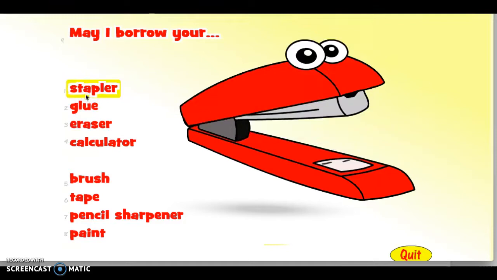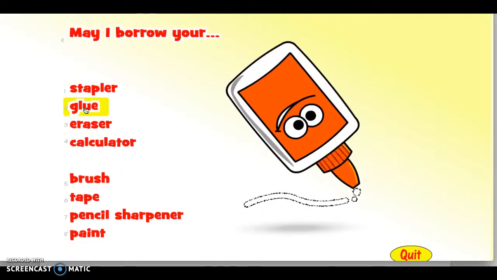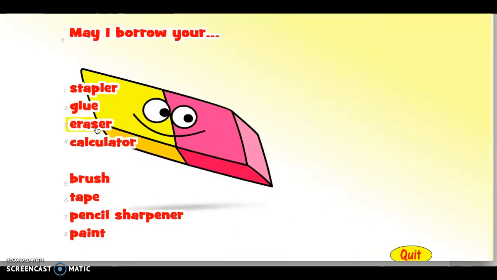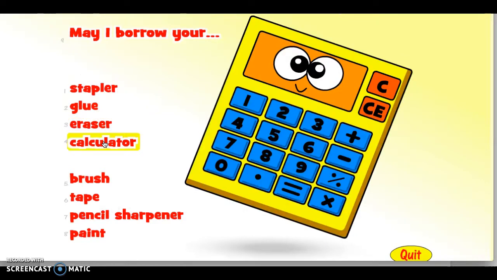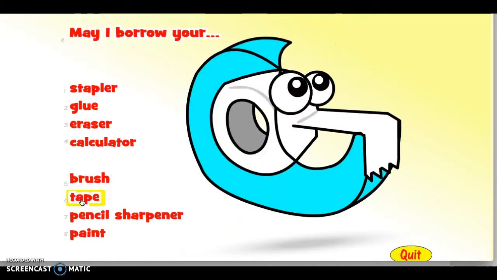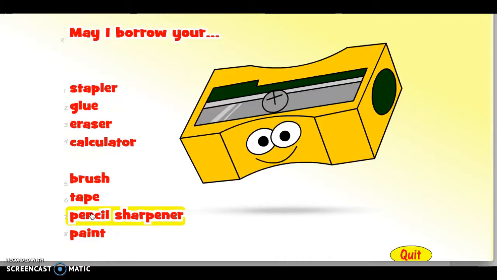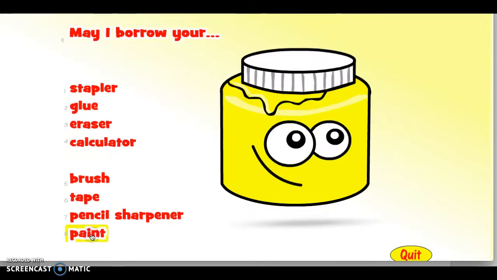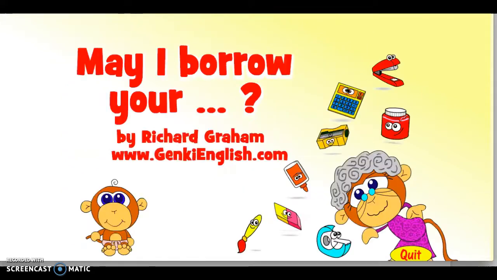Stapler, glue, eraser. In America, it's eraser, and remember that in England it's rubber. Calculator, brush, tape, pencil sharpener, paint. And now let's listen to the song with music and lots of gestures.